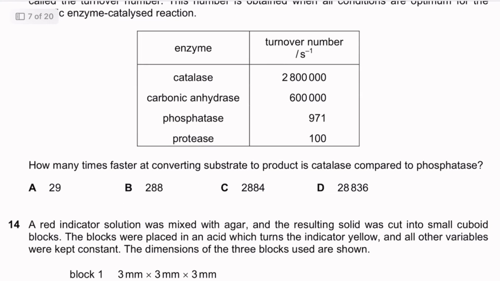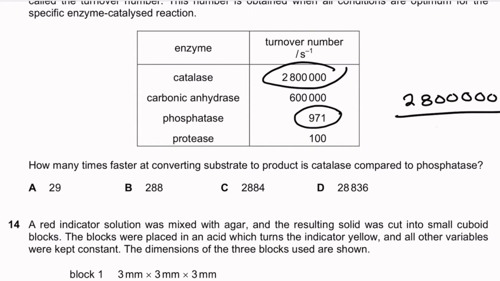How many times faster at converting substances to products is catalase compared to phosphatase? So we look at the turnover rate here and turnover rate here, and you divide them by each other. This way you'll figure out how many times faster they are. If you divide, let's go ahead and do this, and you're going to get, well, let me just check, it's 1, 2, 3, 4, 5 zeros exactly, so it'll be 2884 approximately.